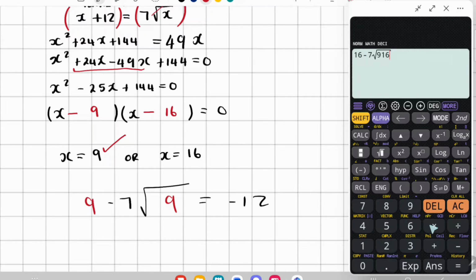So if I try that with 16, you see, we also get negative 12. So in this situation, both answers are correct.